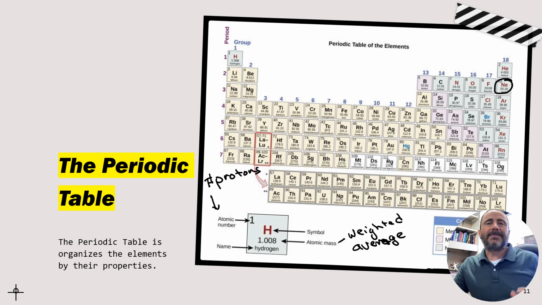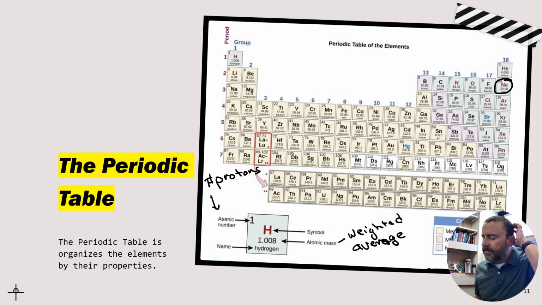Whenever we have neons, it's not like you're grabbing a single neon. You're going to put together a whole bunch of neons, and so the neons that you have are going to have some sort of a weighted average. That's why we report those atomic masses as their weighted averages.